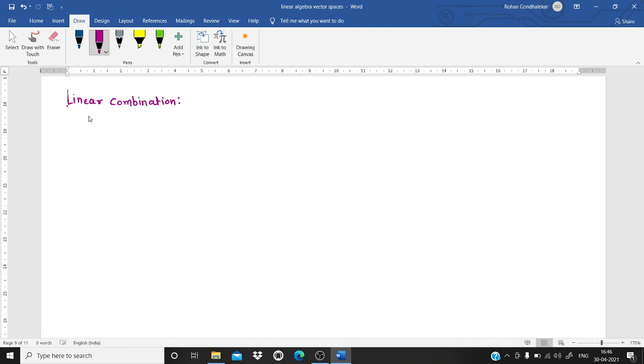Now what is this linear combination? I'll just explain with an example, then we will see the definition. See, if I have two vectors, say v1 as (1, 0) and the second vector v2 as (0, 1). These are two vectors from R2. Now, if I have a vector, say (2, -3) from R2, then my question is, can I express this vector, say w, in terms of v1 and v2?